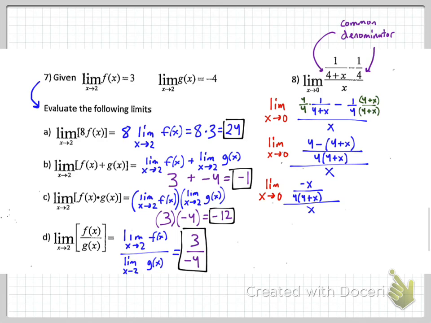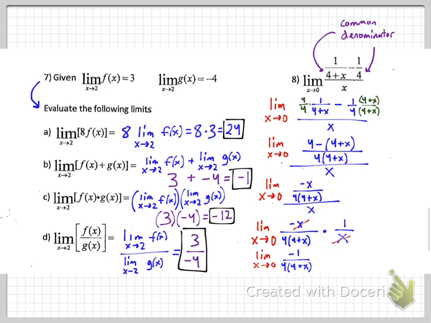Now that I have a fraction over a fraction, I can use my technique of division is the same as multiplying by the reciprocal. Well, the reciprocal of x is 1 over x. Now I can divide those x's out, and I get negative 1 in the numerator and 4 times (4 plus x) in the denominator.